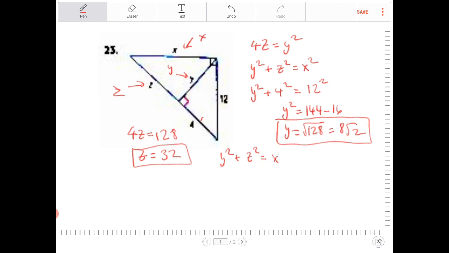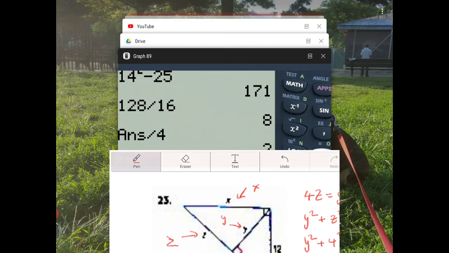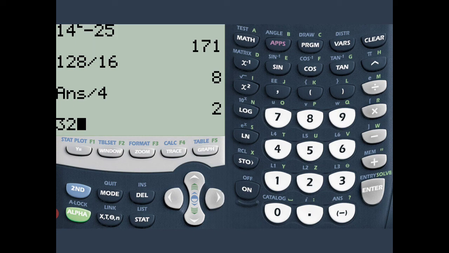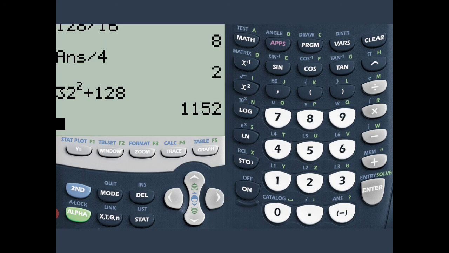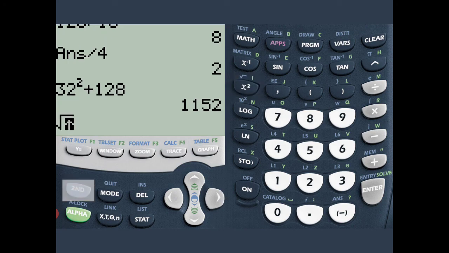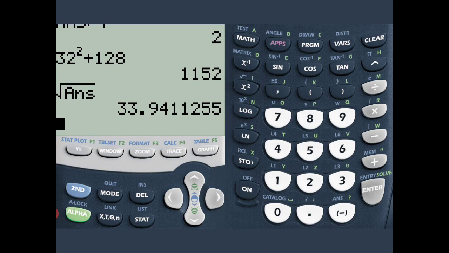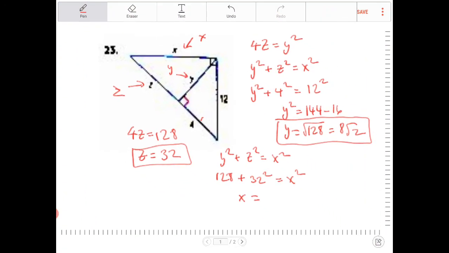y squared plus z squared is equal to x squared, right? So 128 plus 32 squared is equal to x squared. So x will equal, let's see what that is, 32 squared plus 128 is 1152. Square root of 1152 is 33.94. So x is approximately 33.94.